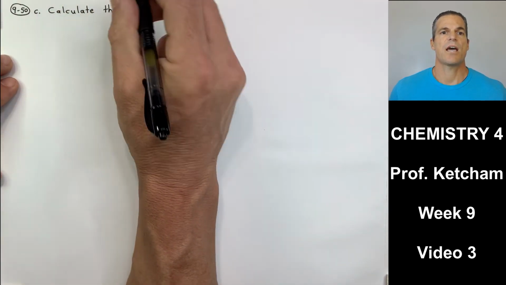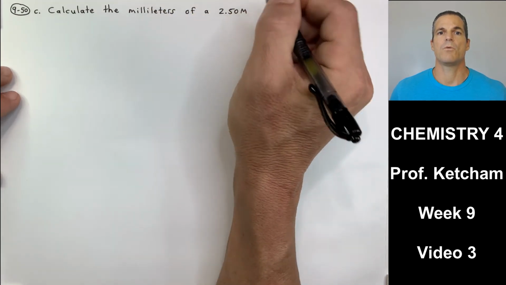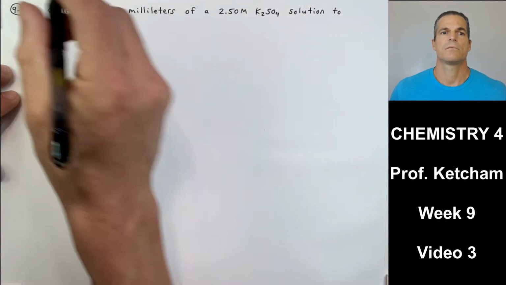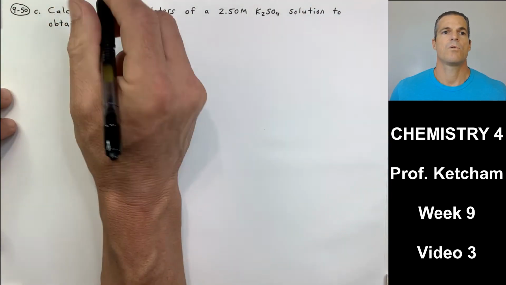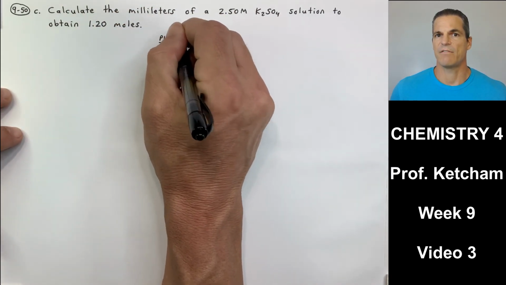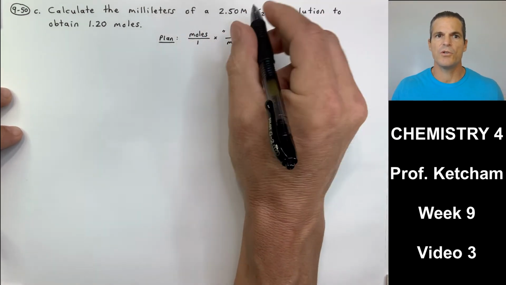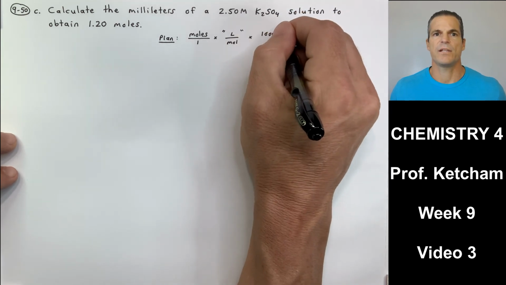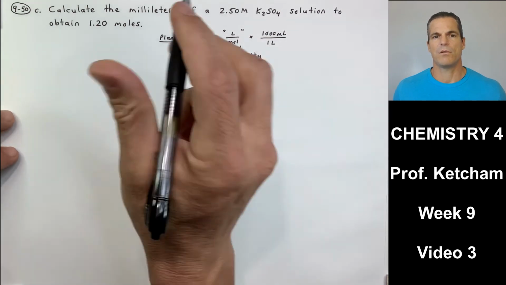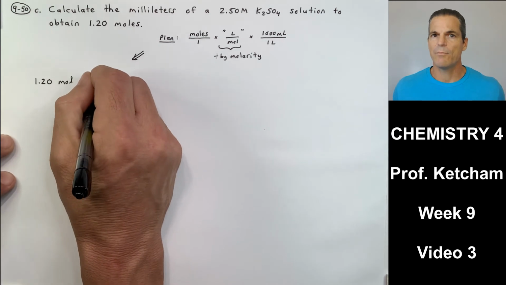It says, calculate the milliliters of a 2.50 molar K2SO4 solution to obtain 1.20 moles. Well, I know that milliliters I can find if I just have liters. And I got molar. Big M is a mole per liter. So look at the units that are built in here and then situate them. So I've got moles. If I put that over 1 and divide by the molarity and then multiply by 1,000 milliliters over a liter, I end up with milliliters.